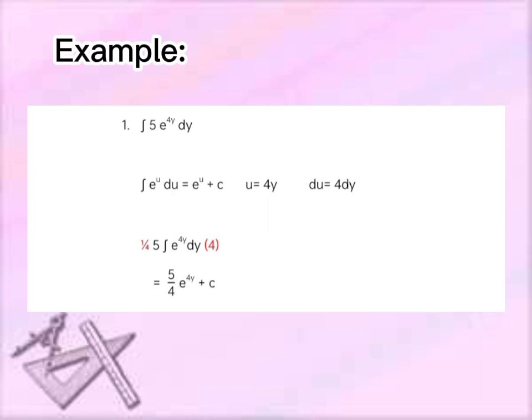So in this case, we have already satisfied this rule, that is e raised to u, and this one now is our du. This rule has been satisfied by our function. So we can now finally use this form, and since we have 1/4 outside of the integration, and we also have 5, that can be written as 5/4 e raised to 4y plus c. So now this is our final answer.